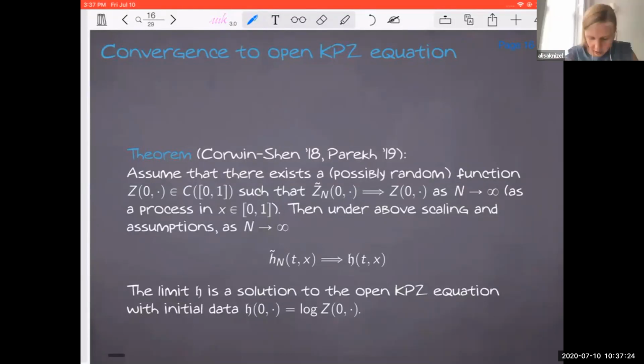Okay, so this is the assumption on the initial data that we need to state the following result, due to Corwin and Shen in the case of the parameters U and V greater than zero, and for general parameters proved in the work by Shalin Paria. So the statement is the following. Assume that we have the convergence of the initial data Z tilde to some process Z. Then under the weakly symmetric scaling and the above assumptions on the Hölder bounds, we get the convergence of the scaled height function to this object ht of x, which is a solution to the open KPZ equation with the initial data given in this form.